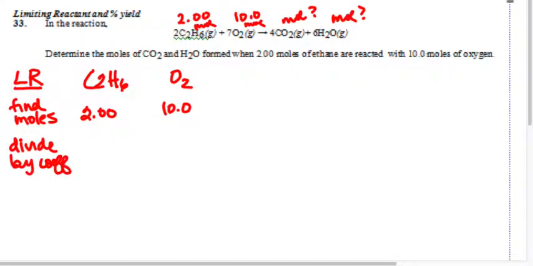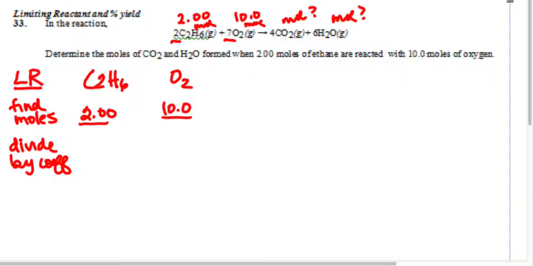We can't assume just because there's less ethane, it's going to run out first. Why is that? They use it up at different rates, meaning for every 2 of those, 7 of those are used up all at the same time. So looking at moles alone won't help. We've got to look at how many moles of each we need to complete the reaction.